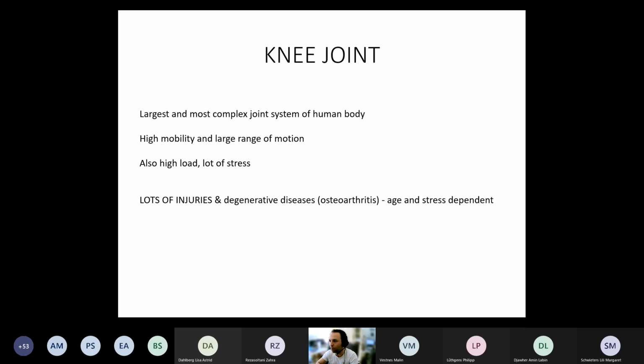So the knee joint has very high mobility and quite a large range of motion. Since it's a very mobile joint, its stability can be an issue. Put this together with the fact that it has a very high load and a lot of stress, especially if you are jumping and land on one foot only, then the complete body weight plus the momentum of the movement will be put onto the knee joint. Because of this, the knee joint has lots of different diseases, both injuries, so traumatic disorders, or degenerative disorders, which build up with age, and also depend on the stress which the knee joint has to suffer.